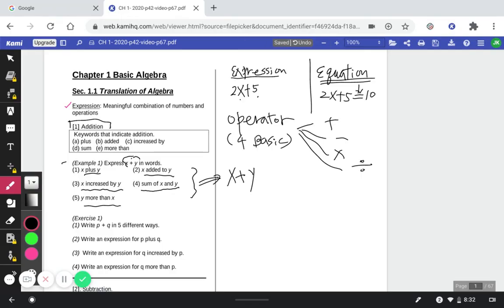Here, there are 2 things I want to point out. One is sum and 'and'. Sum is always followed by 'and', and you are adding whatever expression is before 'and' with whatever expression is after 'and'. So if you see the sum, look for the keyword 'and', and add whatever expression is prior to 'and' with the expression after 'and'.